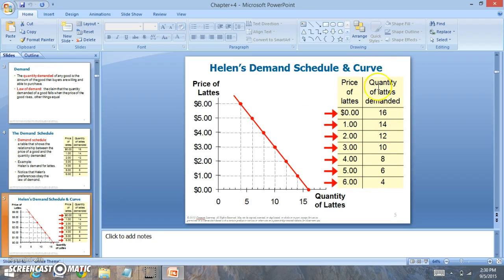From a demand schedule, we can draw a demand curve, which is right here. This demand curve is reflective of what is in this demand schedule. You'll notice the demand curve is downward sloping between price and quantity demanded.